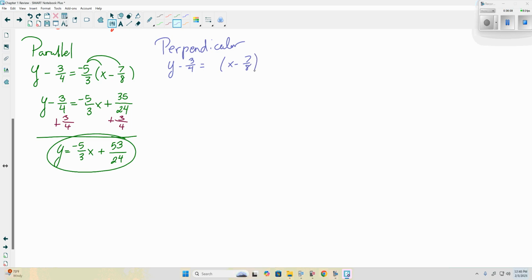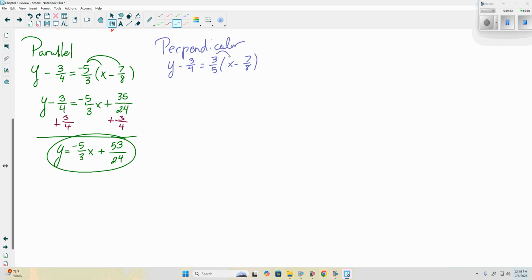Now the perpendicular is going to look very similar to parallel because we're still using the same point, 3/4 and 7/8. So they would go in the same spots like we used with parallel. But the perpendicular slope is going to be the opposite reciprocal. Since the original slope was negative, our perpendicular slope is going to be positive. Since the original slope was 5/3, the perpendicular slope is going to be 3/5. So we change the sign and flip it.